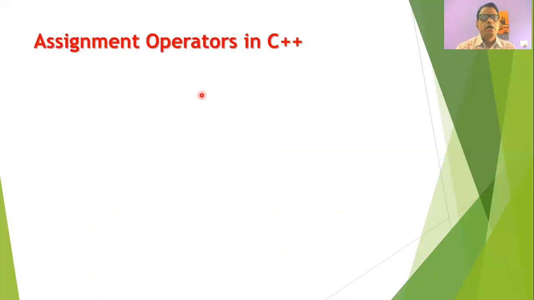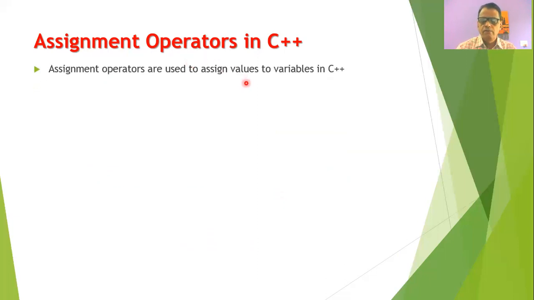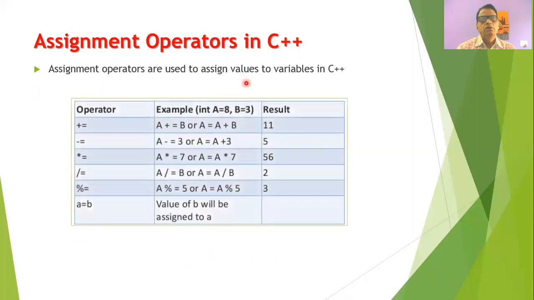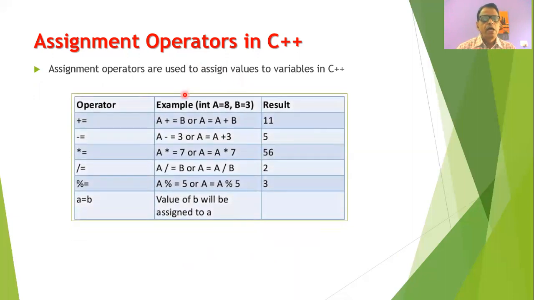There are different assignment operators that are available in C++. Assignment operators are used to assign a value to a variable. For example, we can have a single assignment such as a equal to b, where the value of b will be assigned to a. But apart from that, we have different versions of assignment operators, such as plus equal to, which can be a plus equal to b, or a is equal to a plus b.